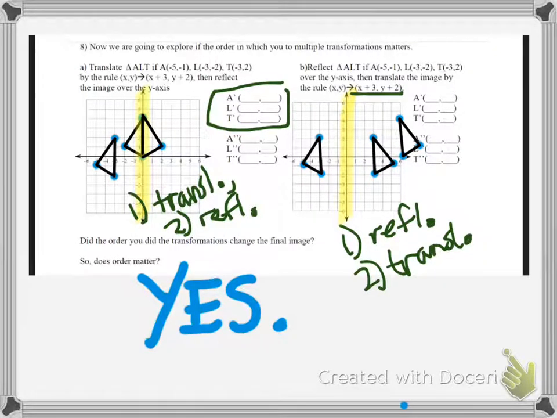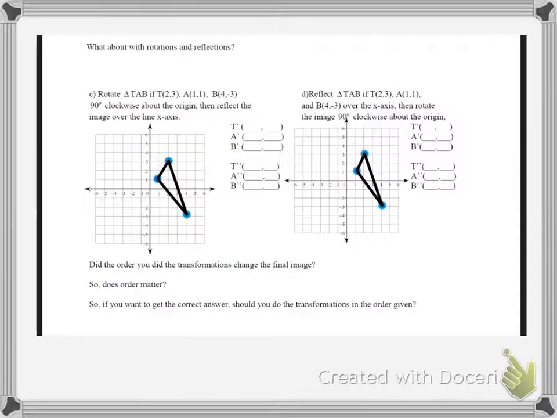All right, so that was a translation and a reflection, but those aren't our only transformations. So we're going to look at rotation and reflection and see what happens there. So on this first one, we'll rotate and then reflect. And on the second one, we'll reflect and then rotate. So this says to rotate the image 90 degrees clockwise.